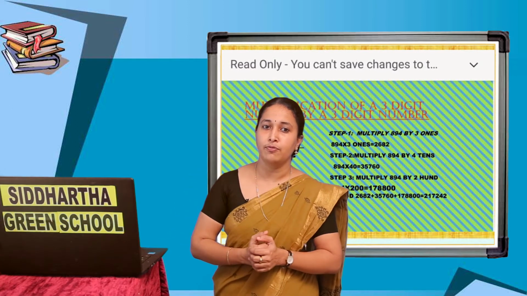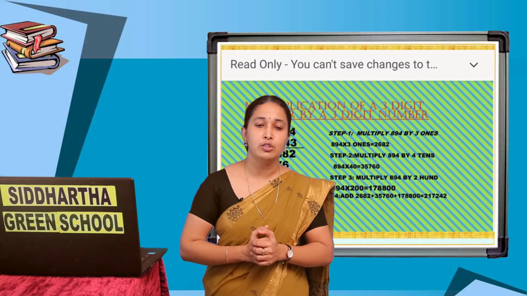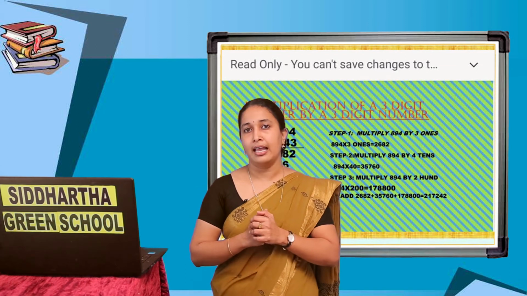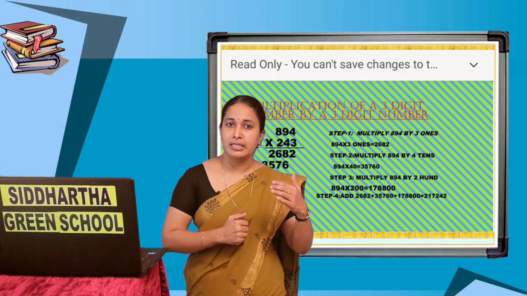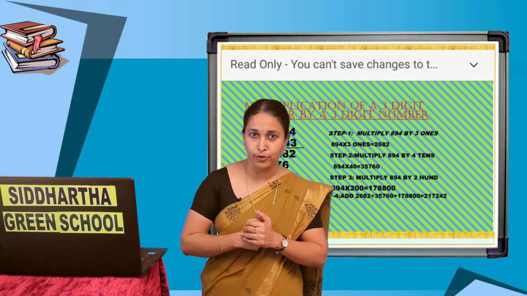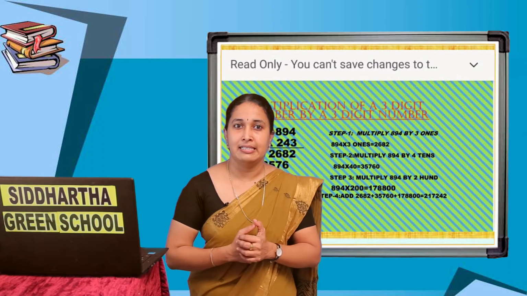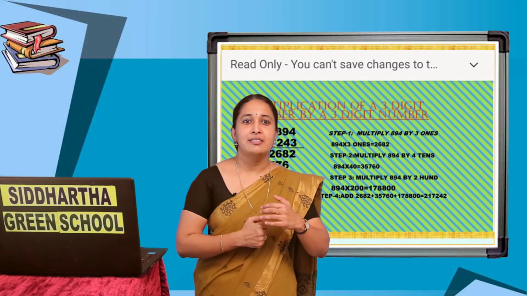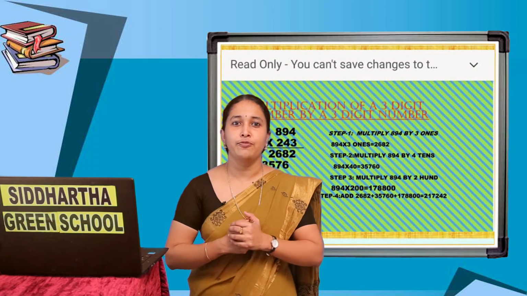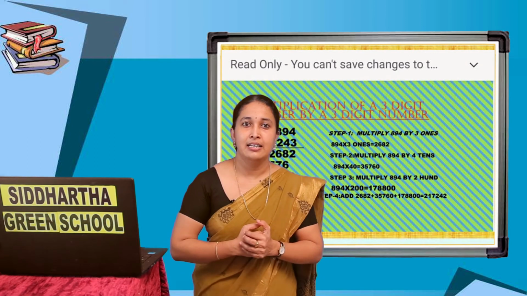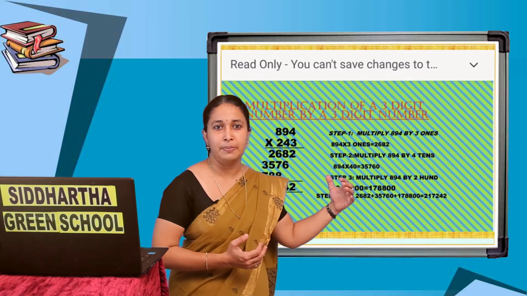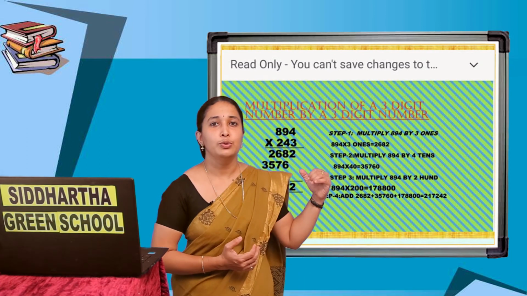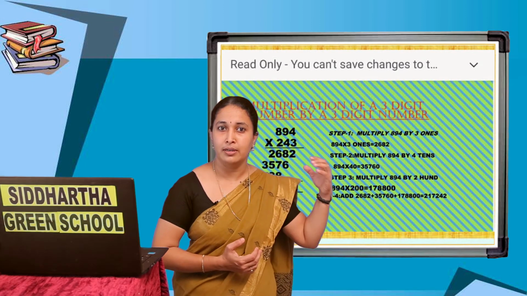So 894 into 3 ones equals 2682. Now we are going to multiply 894 by 4 tens, that is 40. So we multiply 894 by 4 tens and we get the answer 35,760. Then after that we are going to multiply 894 by 2 hundreds.